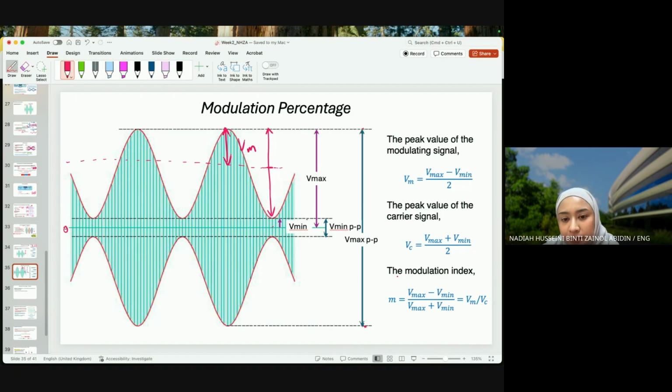Okay, so what about Vc? Let's get rid of Vm first. Okay, last one, bear with me. This is the last slide. Vc is Vmax plus Vmin divided by 2. So let's find out what that means. So Vmax plus Vmin, which means that we are adding this guy as well. And then I'm dividing it by 2. Now, I don't know how to draw this.